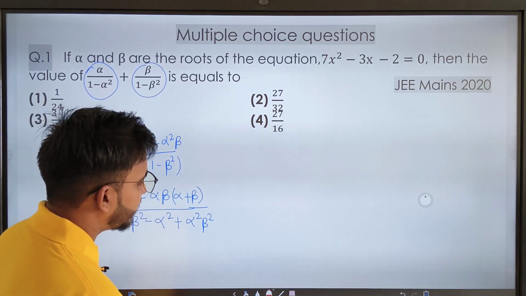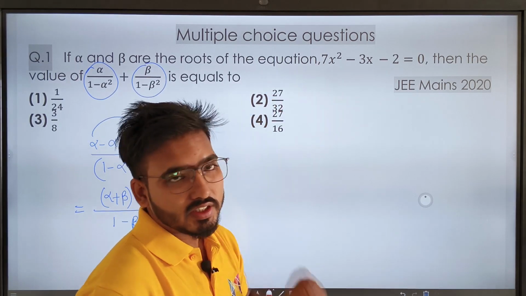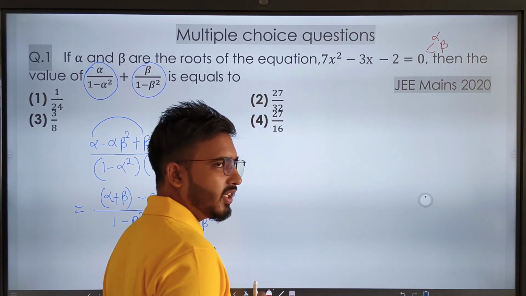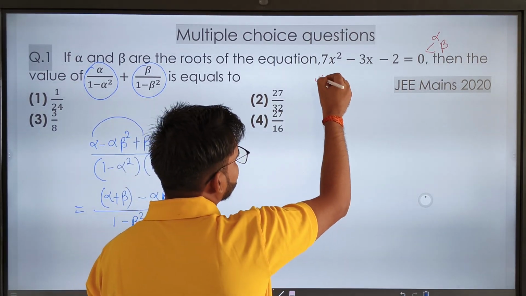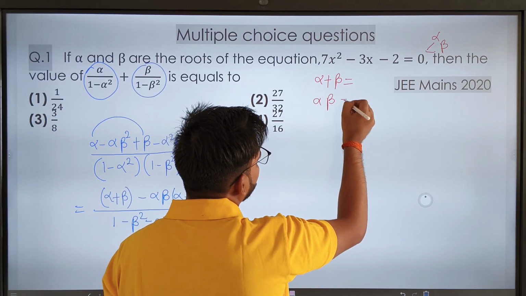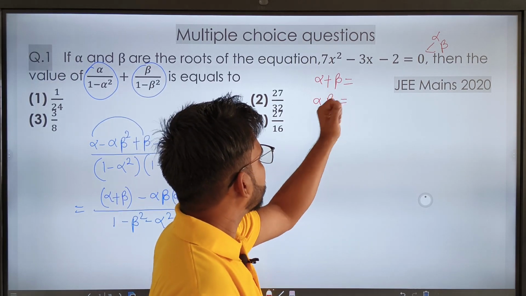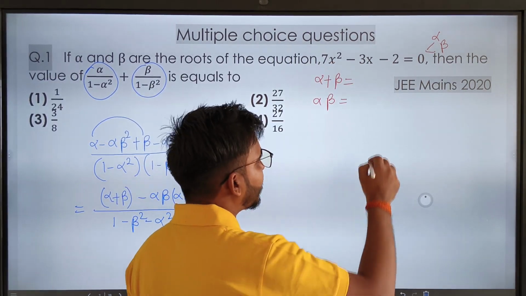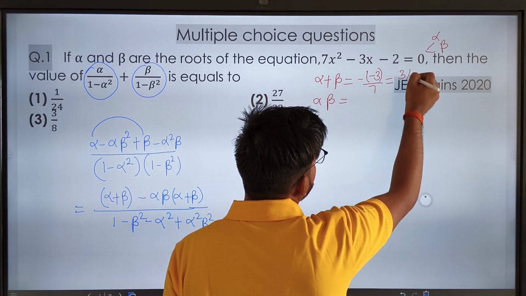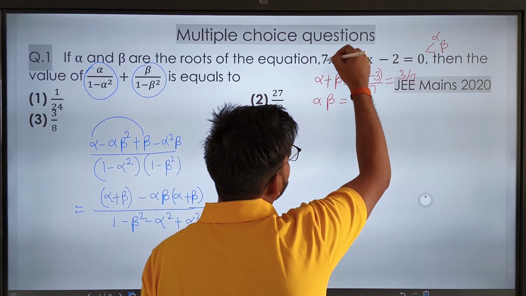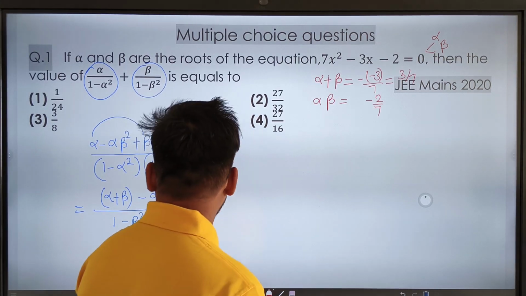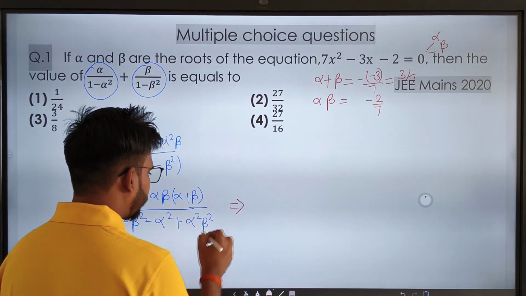How can we find these values? Very easily, because the equation is given, whose roots are alpha and beta. If roots are alpha and beta, then I can find the sum of roots, that is alpha plus beta, and similarly the product of roots, that is c by a. The sum of roots is minus b by a, so it is going to be negative of negative 3 divided by 7, so basically 3 by 7. And similarly the product of roots is going to be minus 2 by 7, that is c by a. Okay, so we'll just put these values here.